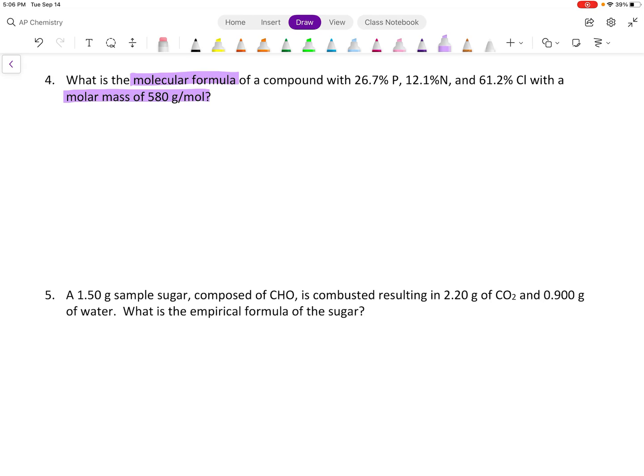Now, the interesting thing with this is we're going to solve just like we have for empirical formula first. Okay, so I'm going to write that little designation. So if you're not given the empirical formula, we have to solve for it. So solve for empirical formula.